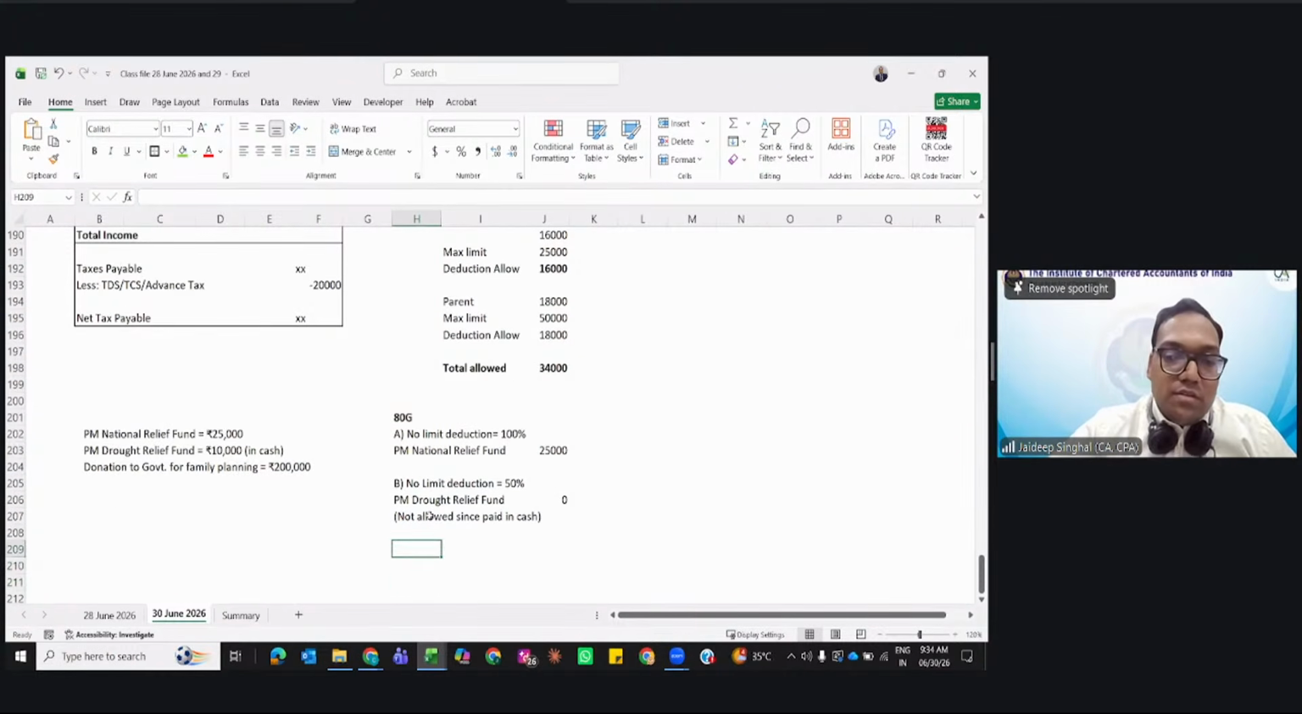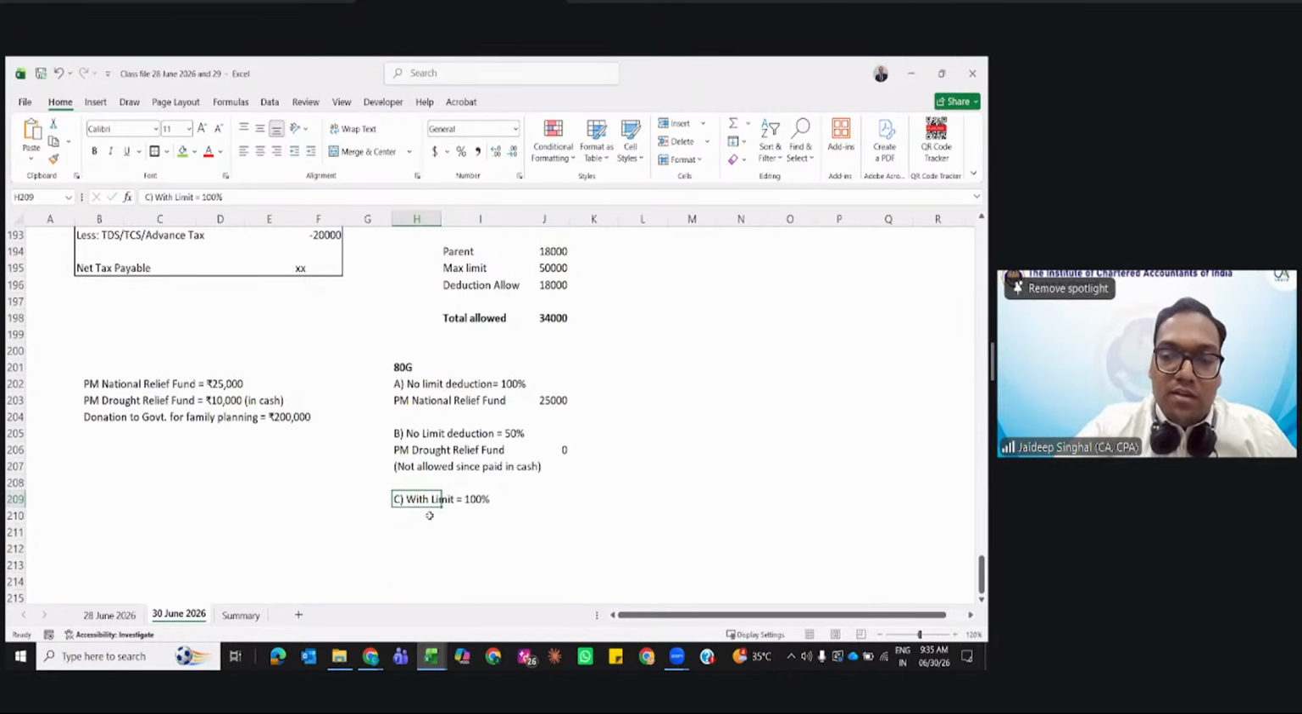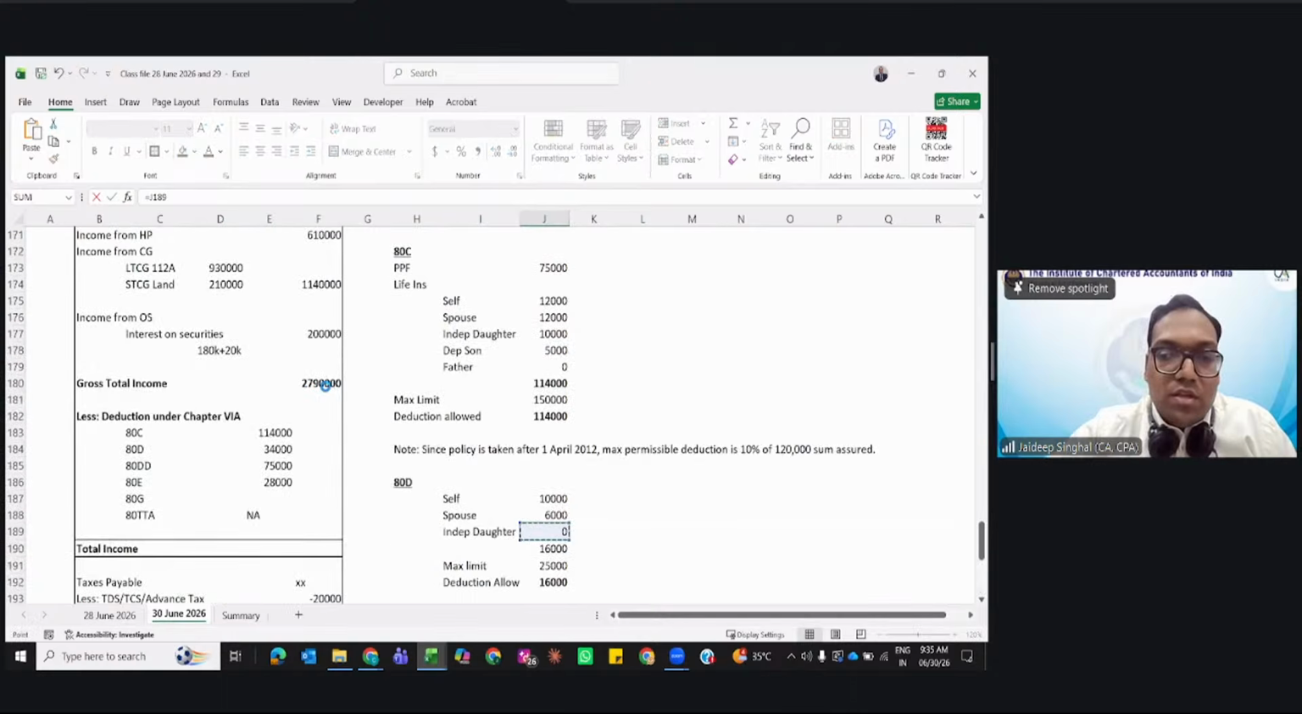Right? Then the third one would be for government, for family planning. Third one is with limit, and government family planning is 100%, with limit 100%, right? If it is with limit and in 100%, now you calculate adjusted gross total income. What is gross total income here? 27,90,000.